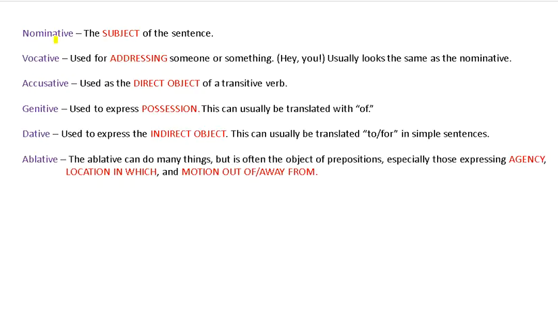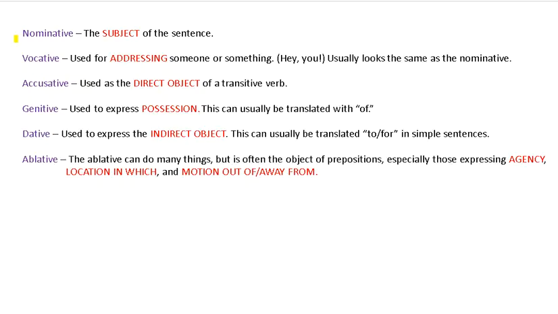The genitive is used to express possession. In English, we usually use either apostrophe s or of to indicate this. The dative is for the indirect object. So if you wanted to say Billy gave a flower to Susie, notice that Billy is your subject, gave is a transitive verb, and then a flower is the direct object because it directly receives the action of the verb, and then Susie is the indirect object because she indirectly receives the action which has been performed on the direct object. She's in effect receiving the result of the action performed on the direct object.